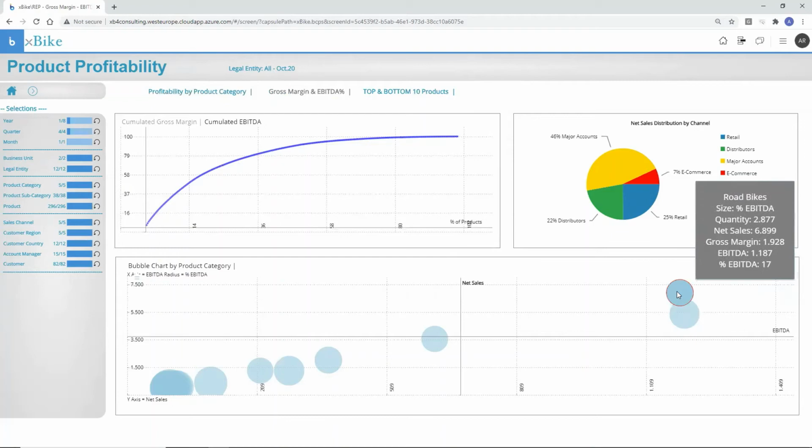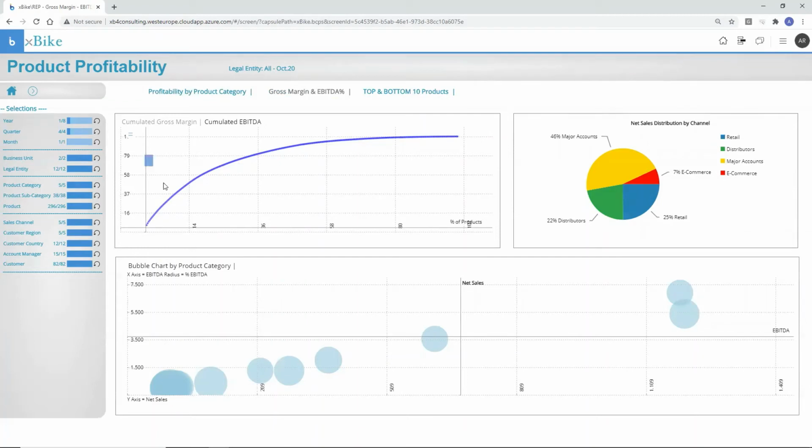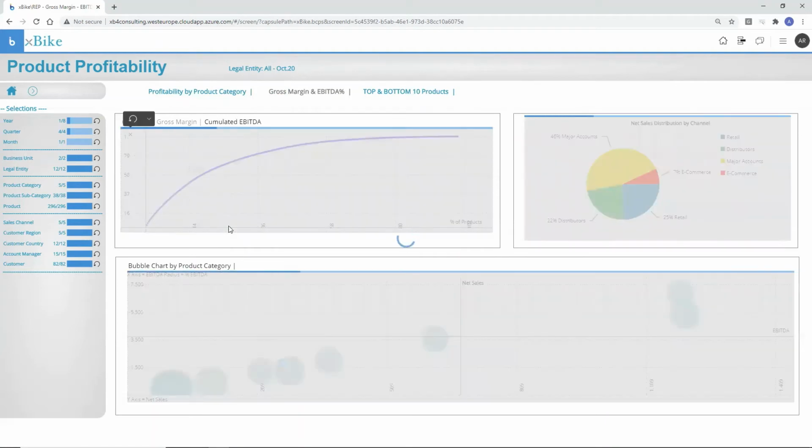product categories. What I can do in this report is, for instance, say, okay, I want to focus my analysis on the most profitable products in terms of EBITDA. So in this case, I'm going to focus on around 20% of my products, which generate already around 75% of my EBITDA.